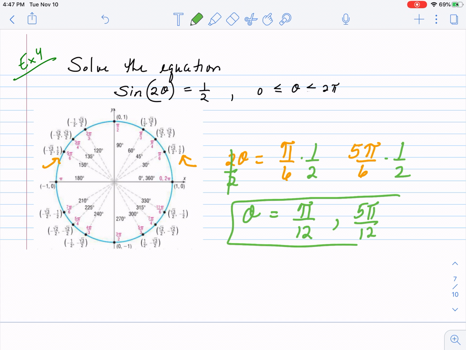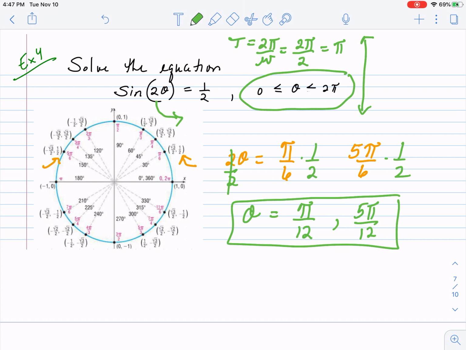Now, here's the tricky part. If you remember that 2, that omega in front of the theta, that changes the period, right? So think about this. Remember our formula, T is equal to 2 pi over omega, which in this case would be 2 pi over 2, because the 2 is the omega, which would be pi. I need to go from 0 to 2 pi. So think of what your graph is, okay? Your graph is this: pi over 4, pi over 2, 3 pi over 4, and pi.